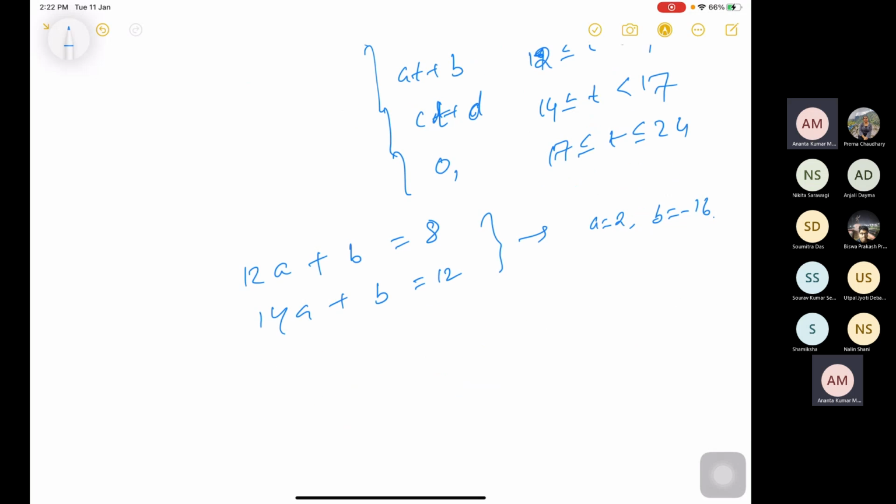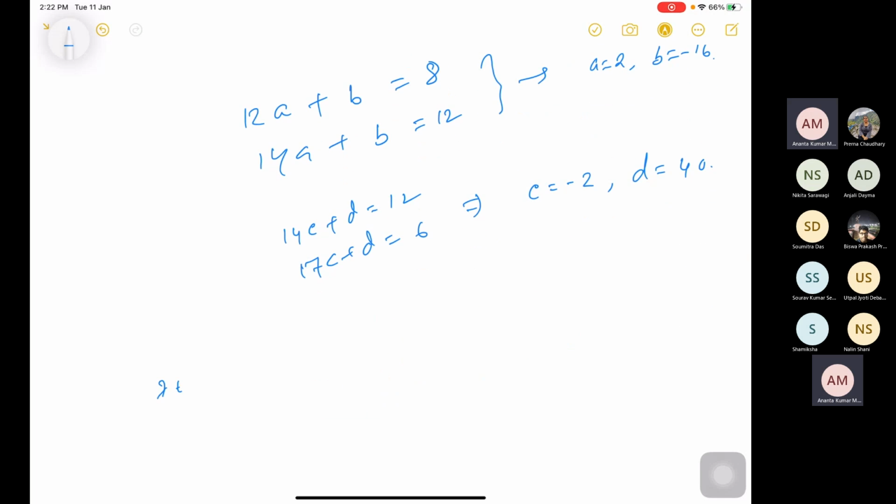And similarly, since from 14 to 17, 2 to 5 o'clock, it steadily decreases from 12 to 6 per hour, whatever I have, 14c plus d is 12, and then at 17c plus d it is basically 6. So from there, if you consider, c is equal to minus 2, d is equal to 40. So then how your intensity function lambda t looks, if you write it down again, you can find out, no, because you put in the values of a, b, c and d.